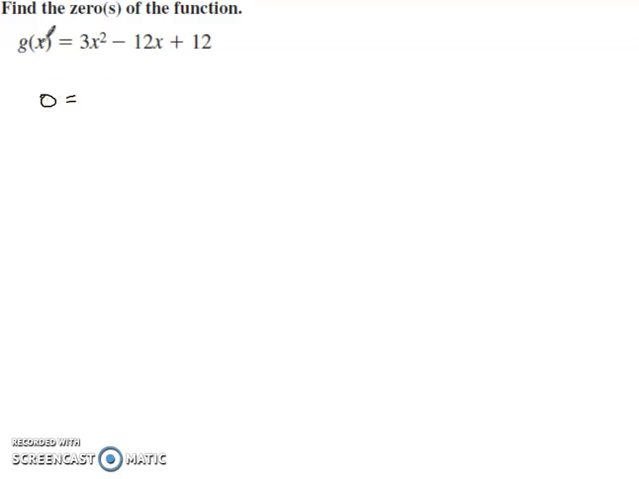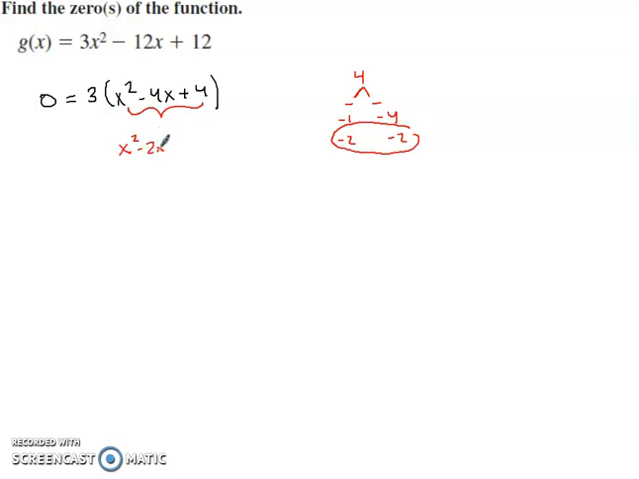So again, I'm factoring and solving for when g of x is 0. So I take out my GCF of 3. And then I factor that quadratic. I need the two factors of 4 that multiply to 4 and add to negative 4. So I want two negative numbers. Negative 1 and negative 4 give me negative 5, but negative 2 and negative 2 do give me the negative 4 that I want. So x squared minus 2x minus 2x plus 4.